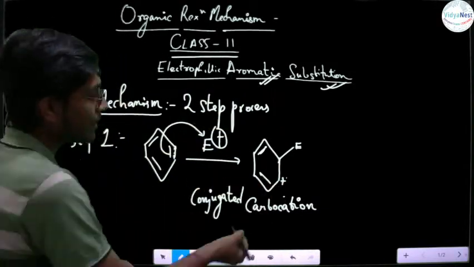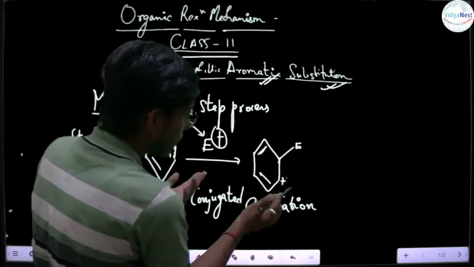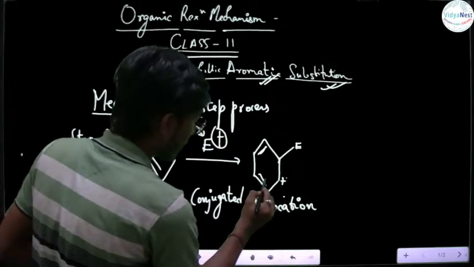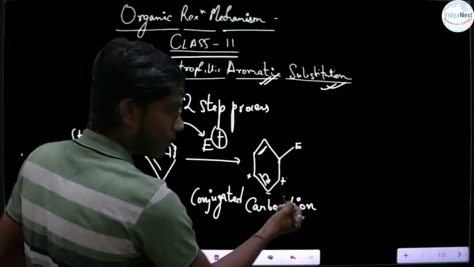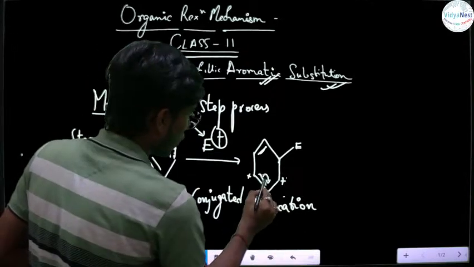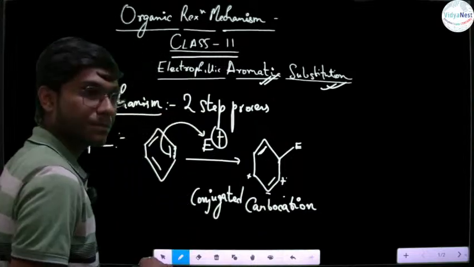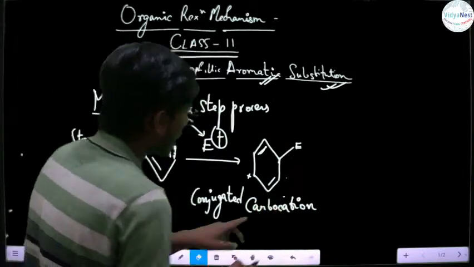So this plus charge can move. If you find its resonance structures, we will see that if this pi bond breaks like this, this will be negative, this side will be positive. So negative and positive will form a bond. This bond will come over here. This charge will be gone, and the carbocation has now shifted over here.